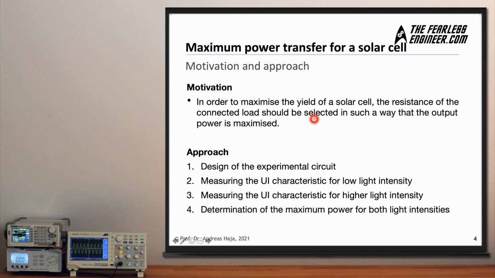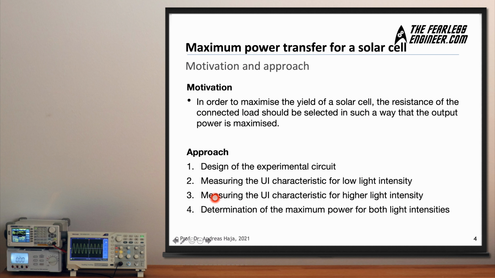Let's also talk about the motivation behind this video. We want to talk about both the maximum power transfer concept, but also about solar cells, and we want to maximize the yield of a solar cell, the power output of a solar cell. So the resistance of the connected load should be selected in a clever way such that the output power is maximized in this maximum power transfer sense, which we talked about on the last slide.